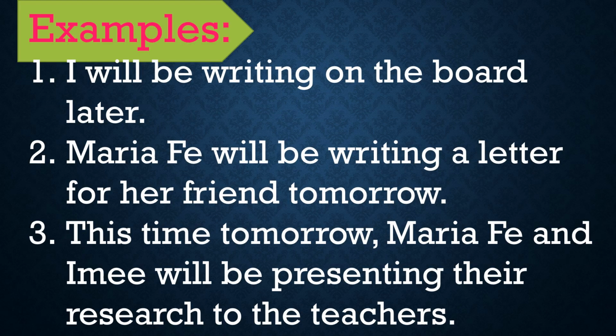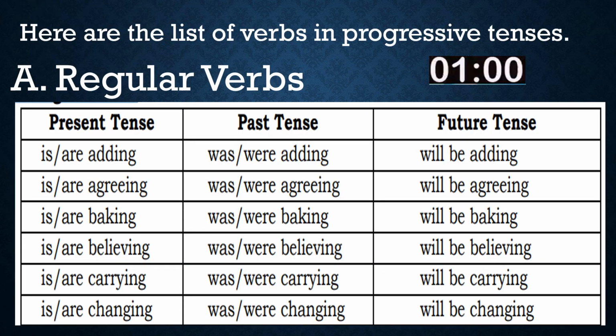Examples: I will be writing on the board later. Maria Fe will be writing a letter for her friend tomorrow. This time tomorrow, Maria Fe and Emmy will be presenting their research to the teachers. Here is the list of verbs in progressive tenses. Regular verbs.